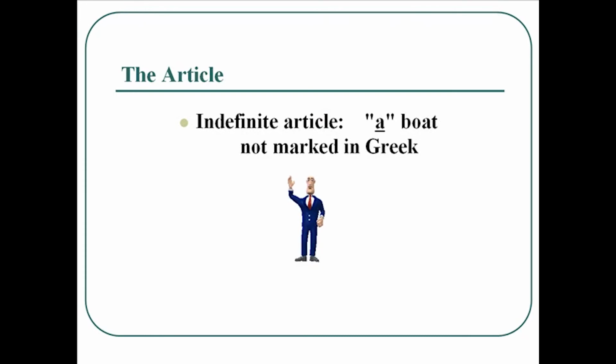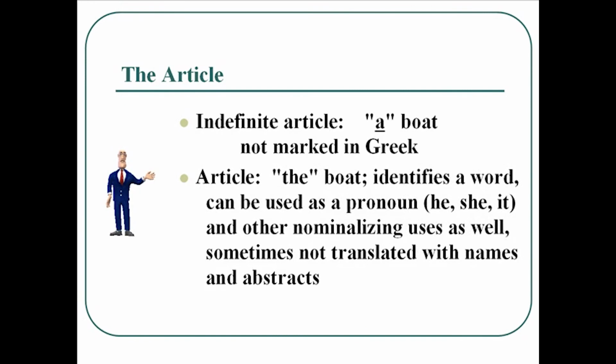There's an indefinite article in English, so we say "a boat." This "a," the indefinite article, is not marked in Greek. Greek doesn't have an "a" or an indefinite article that goes on nouns. It does, however, have an article, so "the boat" is identified as the article, which identifies a word. But this article, "the," can also be used as a pronoun sometimes for "he," "she," "it" substitutes, and at other times it has various nominalizing usages as well.